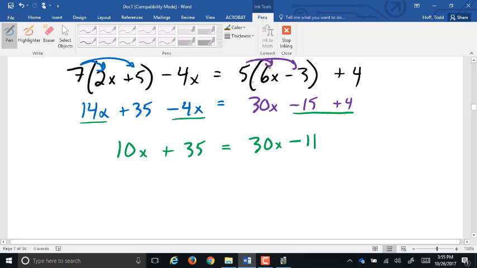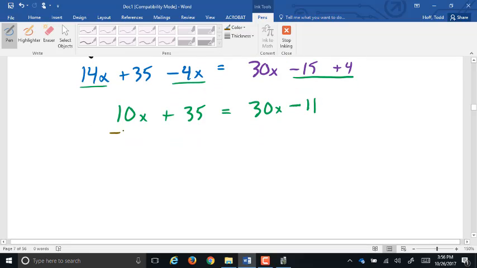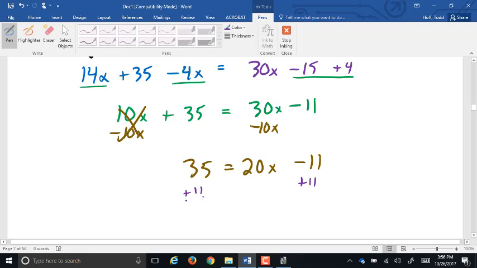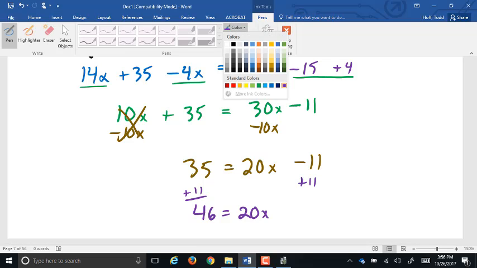Now we've got x's on both sides of the equation. We haven't run into that yet tonight. We've got to get it down so that x only appears once. So we have to get rid of one of them. Which one are we going to get rid of? Usually the smaller one, right? So we're going to subtract 10x. So we've got 35 equals 30x minus 10x is 20x minus 11. From there, what do we do? We'll add 11. So 46 equals 20x. And then divide by the 20. Good.